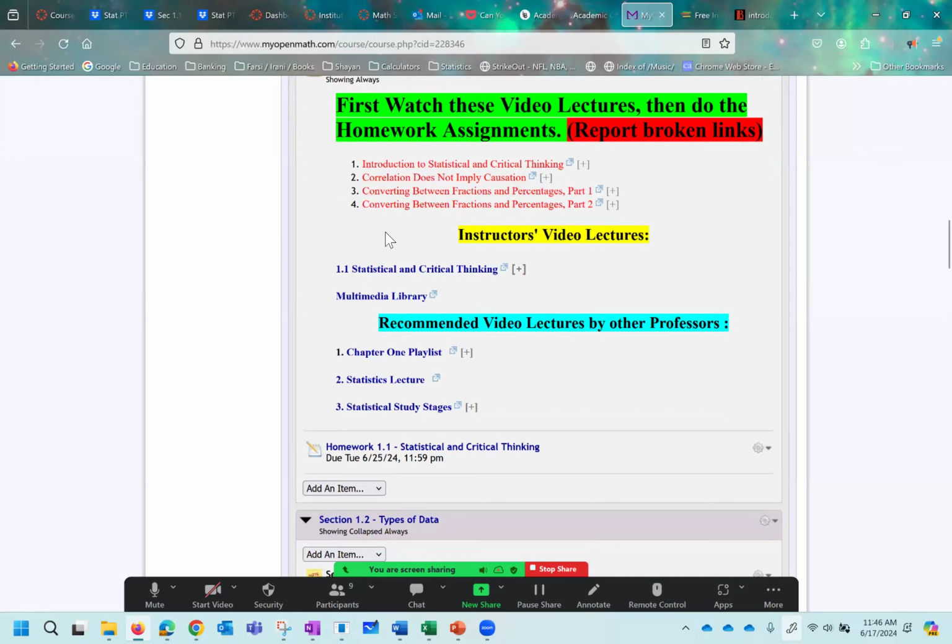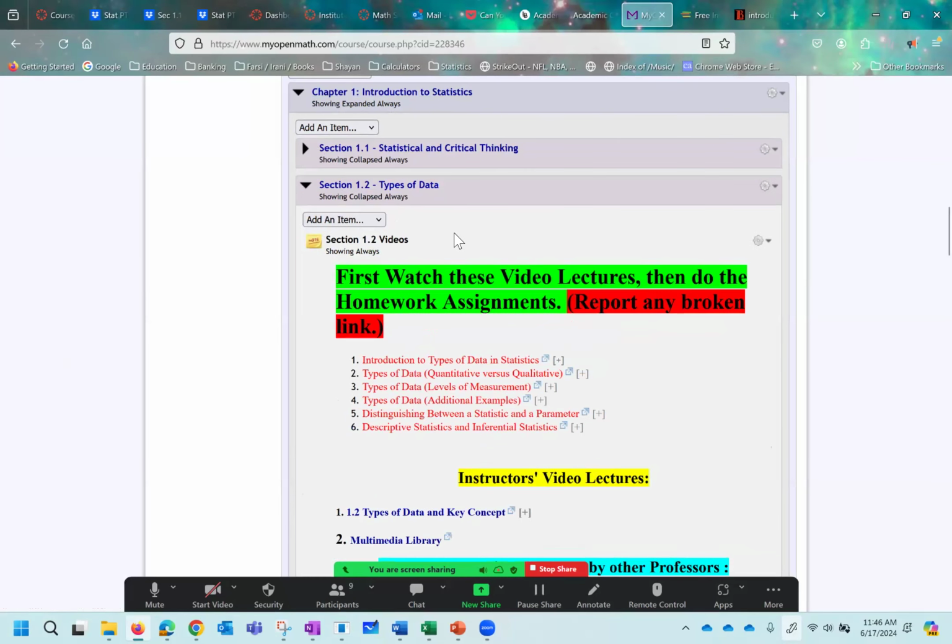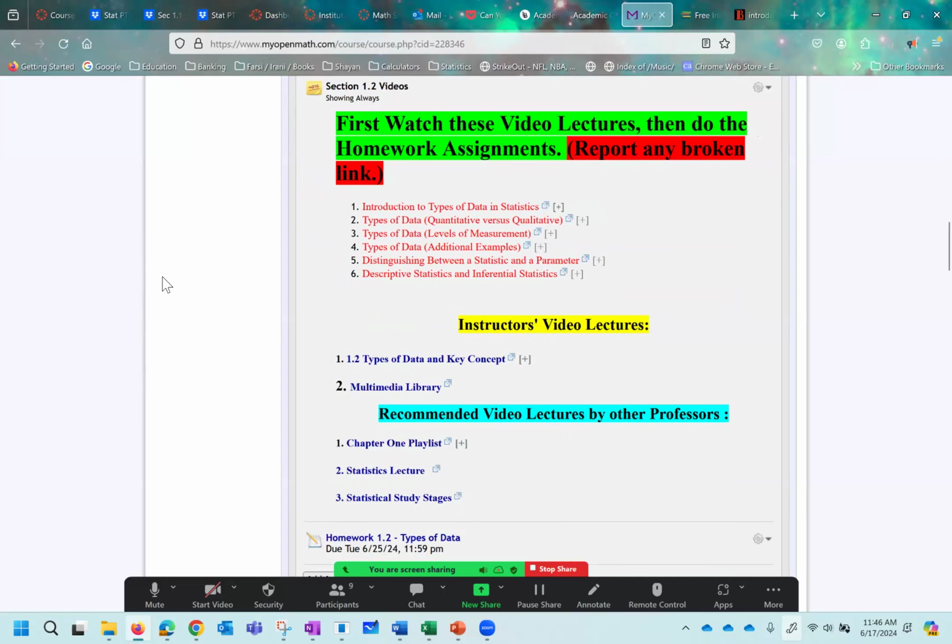I recommend you watch those, then try to do the homework. It may work for you. Now look at 1.2, the same way. First, you have a bunch of videos, more videos from the instructor, me, video lectures by other professors, and then your homework. And it repeats the same way for 1.3. You watch some videos, and then you can do the homework.